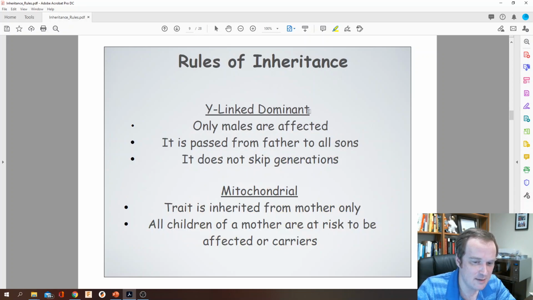So Y-linked dominant: only males are affected because females don't have any Y chromosome. It's passed from fathers to all sons, and it does not skip a generation. That makes sense because it's a dominant gene. And then mitochondrial, we kind of went over. It's inherited only from mothers. And then all children of a mother are at risk to be affected or carriers.